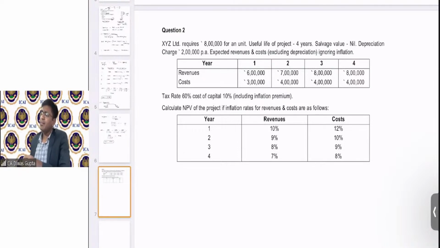Until and unless the question specifies. So Kirti is saying, can we apply any method in the exam? Yes, Kirti, it is up to you. If the question asks you to adjust cash flows, you adjust cash flows. If the question asks you to adjust the discount rate, you adjust it. Otherwise, you have a choice. Okay.